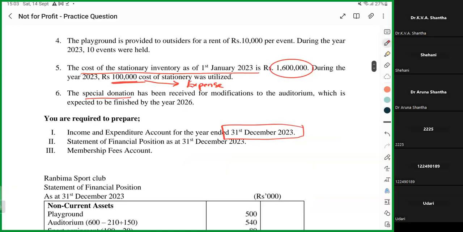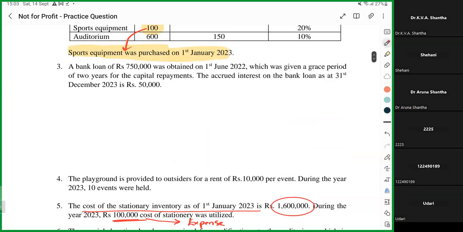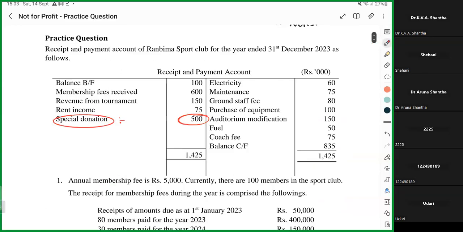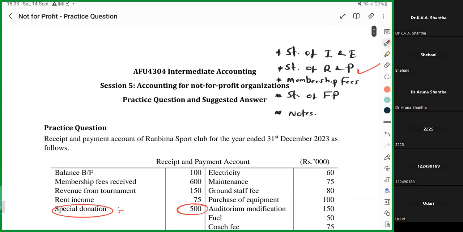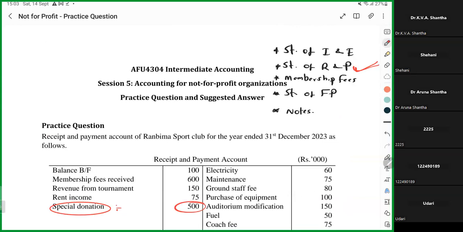Right. Now we can prepare the financial statements. Receipts and payment account is already given, so you don't need to prepare it again. So you have to prepare income and expenditure account, membership fees account, statement of financial position, and if necessary, notes. Right. So let's start with membership fees.